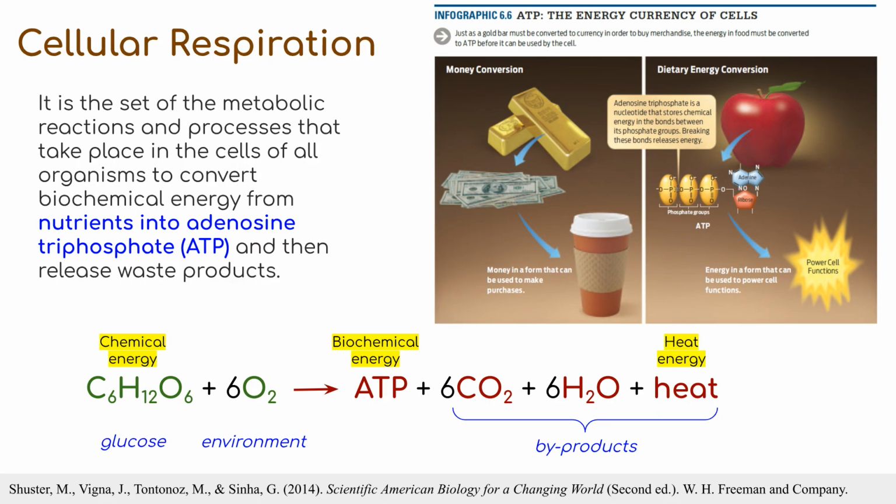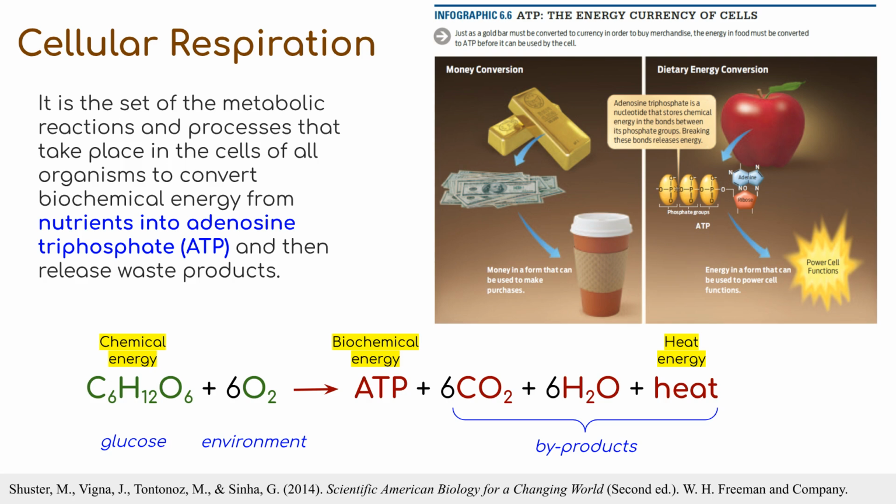Cellular respiration is the set of metabolic reactions that cells use to convert energy stored in nutrients into ATP or adenosine triphosphate. The overall chemical formula for cellular respiration summarizes how cells extract energy from food. C6H12O6 plus 6O2 react to form ATP plus 6 CO2 plus 6 H2O plus heat.